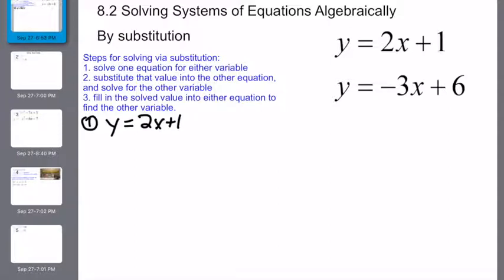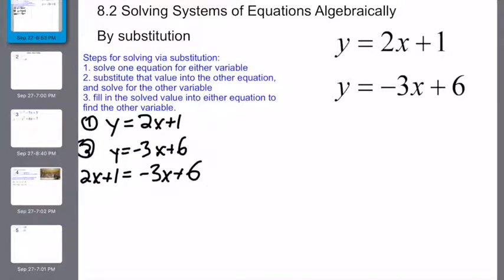Step 2 then is to plug in this 2x plus 1 for y into the other equation. Alright, so I'm going to write down our other equation, which is y equals negative 3x plus 6. And I'm going to sub 2x plus 1 in for y. Okay, at this point we've seen this before. We have one variable. We know how to solve for one variable. So let's go ahead and do that.